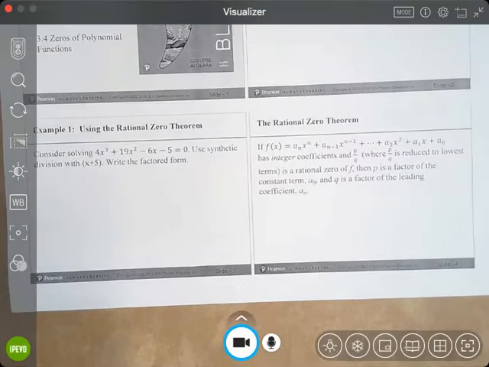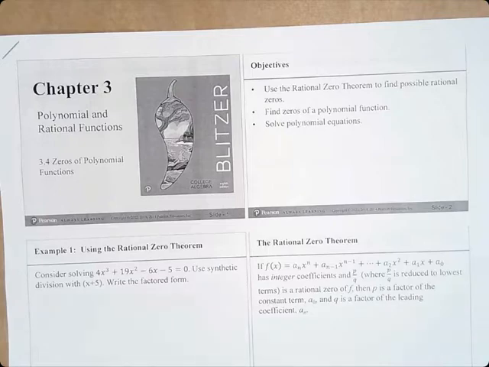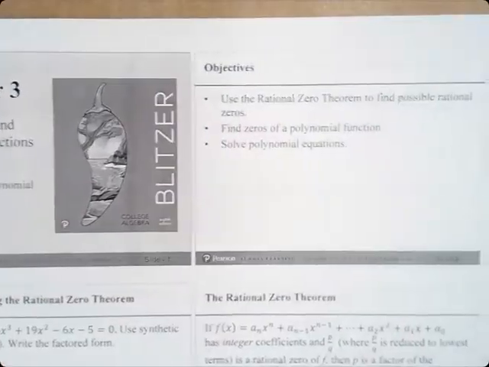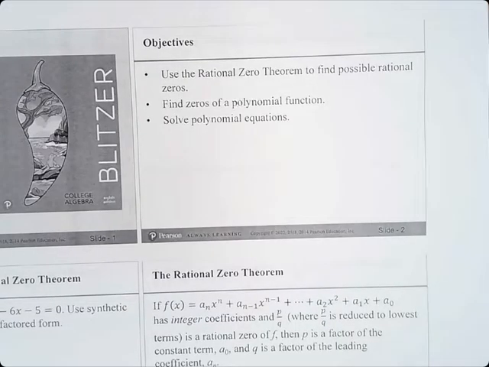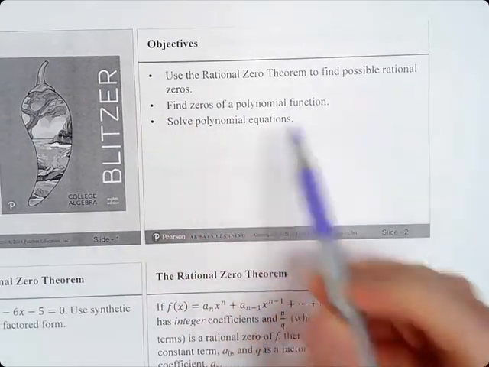We are in 3.4, so let's look at the zeros of polynomial functions. We are going to use the rational zero theorem to find possible rational zeros, and then we can test them out using synthetic division, and then we'll find the zeros and solve polynomial equations.